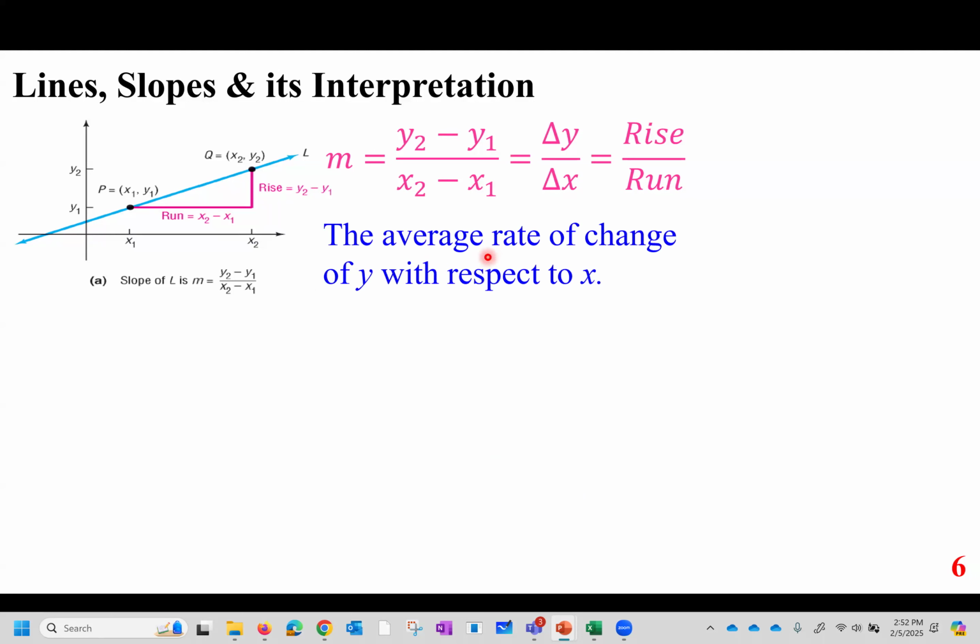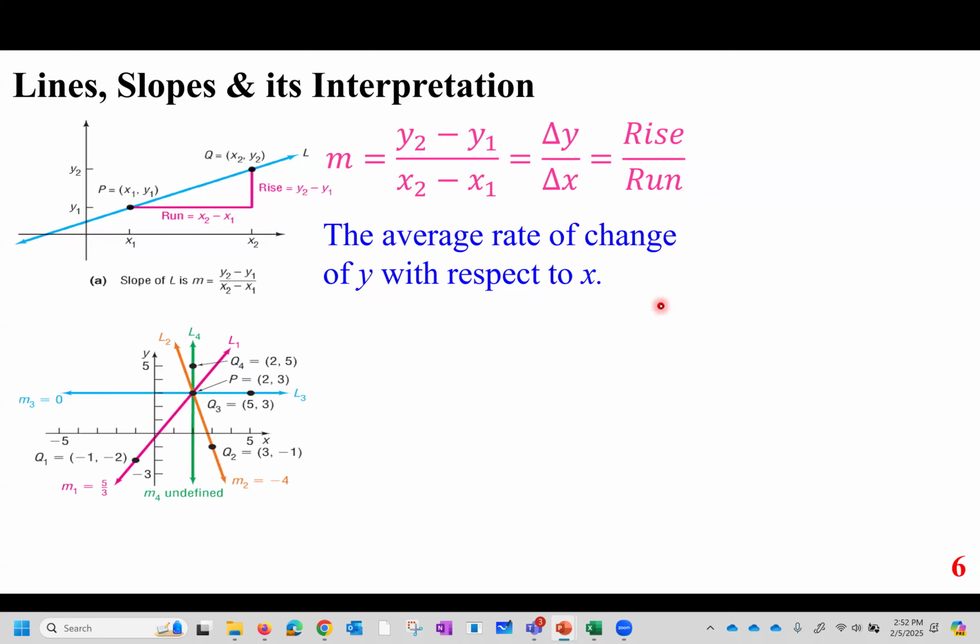Which is the average rate of change of y with respect to x. This is how you define it. Slope is the average rate of change of y with respect to x. As we look at these lines, so this is the x-axis, this is the y-axis. This is a horizontal line, the slope is 0. Vertical line, the slope is undefined. This line has a positive slope. This line has a negative slope.